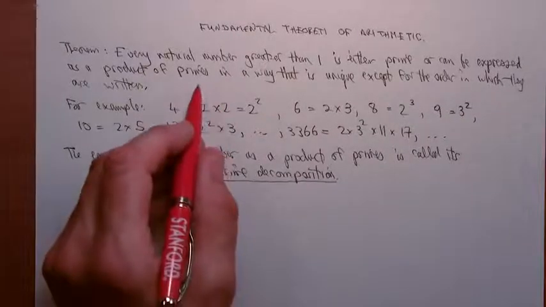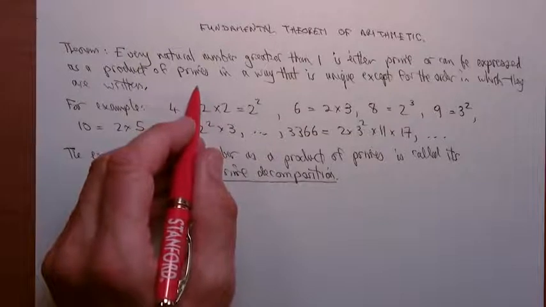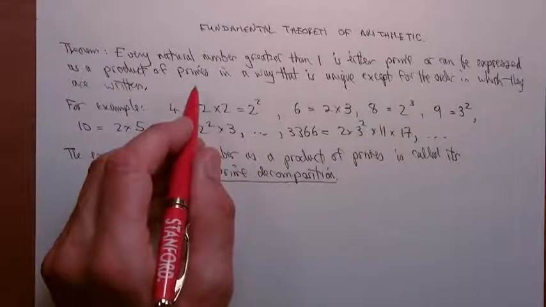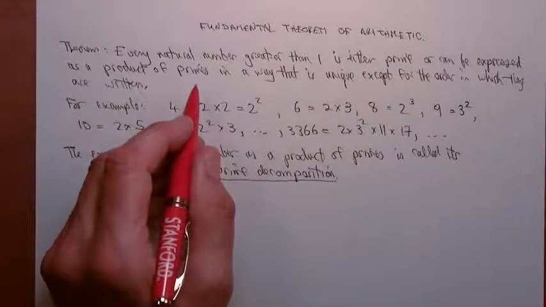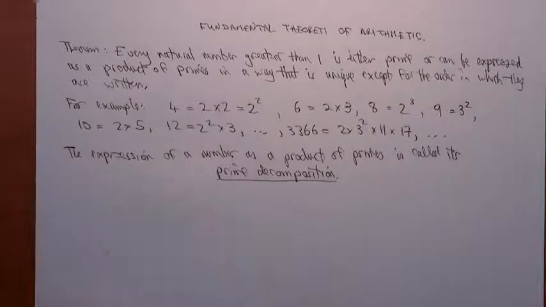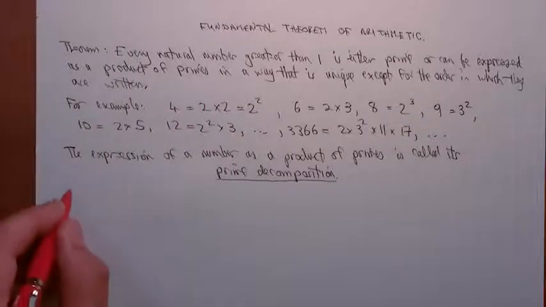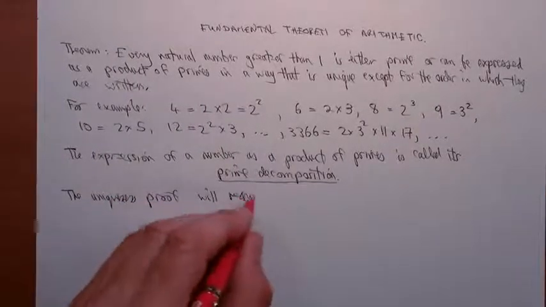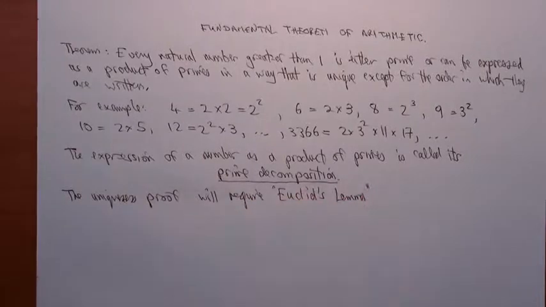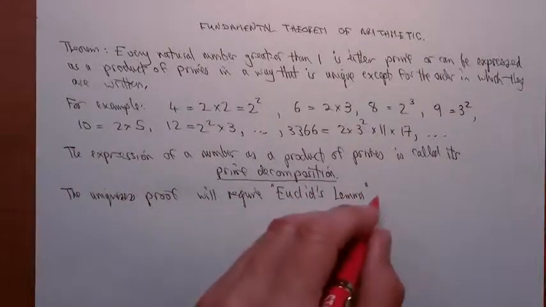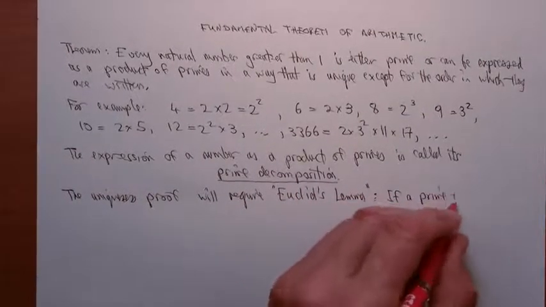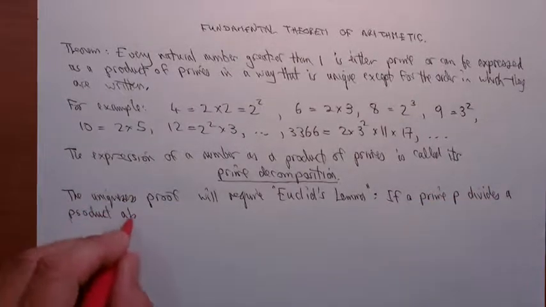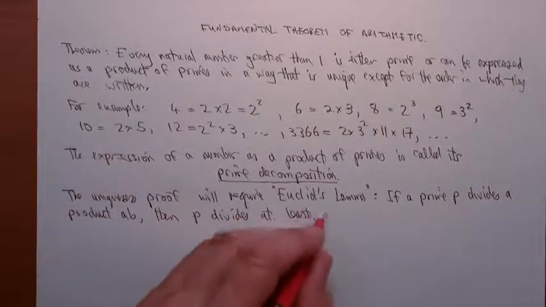Well, we proved part of this a little while ago, the existence part. I'm going to give you another proof of existence in a moment, but the new part is to prove uniqueness. The uniqueness proof will require Euclid's lemma. That says, if a prime P divides a product AB, then P divides at least one of A or B.